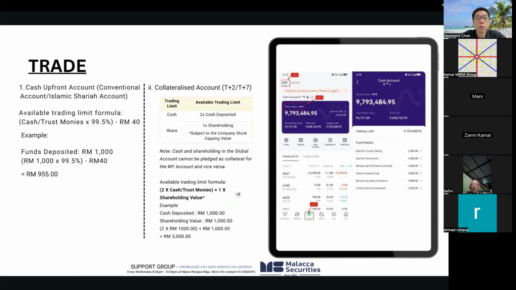So trade, this one is not so relevant. This is the part I'm saying: every time, let's say you deposit 1,000, you come out, we show you here 1,000, but the available trading limit only shows 955. Why? Because of this formula calculation, they reserve a certain portion, 45 ringgit, for the brokerage charges.